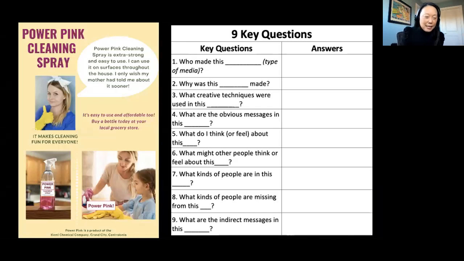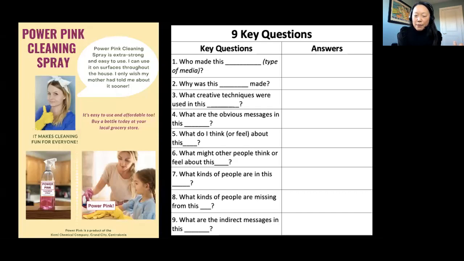Then you can ask students who made this ad. They might see down below that this ad was made by a chemical company. Why was this ad made? The answer might be that this ad was made to sell a cleaning product. They wanted to show the power of their cleaning spray. And what creative techniques were used in this ad? What about for you? Do you see any creative techniques? What techniques did the people who created the ad use?